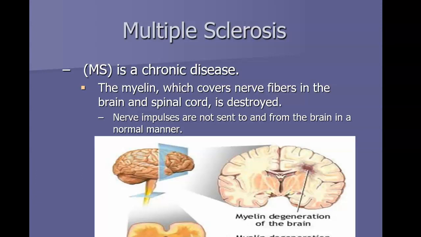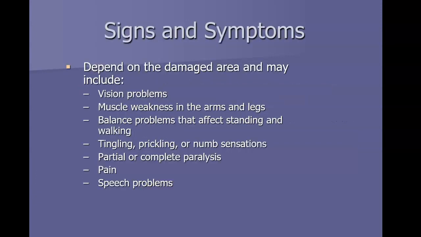And so then the messages from your brain can't get down to the nerve fibers, down to the parts of the body where it needs to go. So the person is perfectly awake and alert and understands everything that's happening to them, but the messages aren't getting sent to where they need to go. They'll lose their muscle movement. So nerve impulses are not sent to and from the brain in a normal manner.